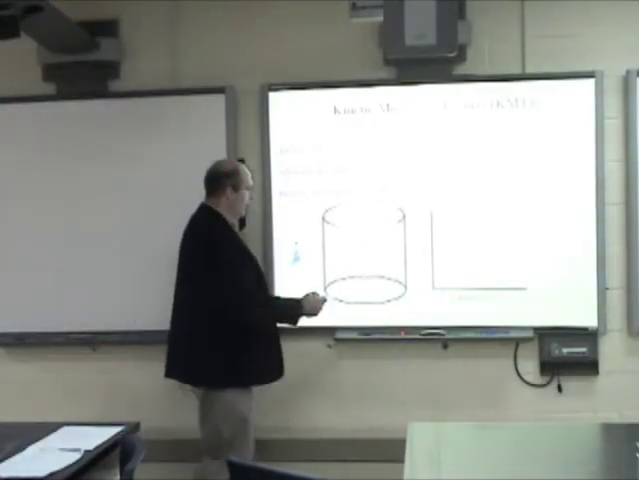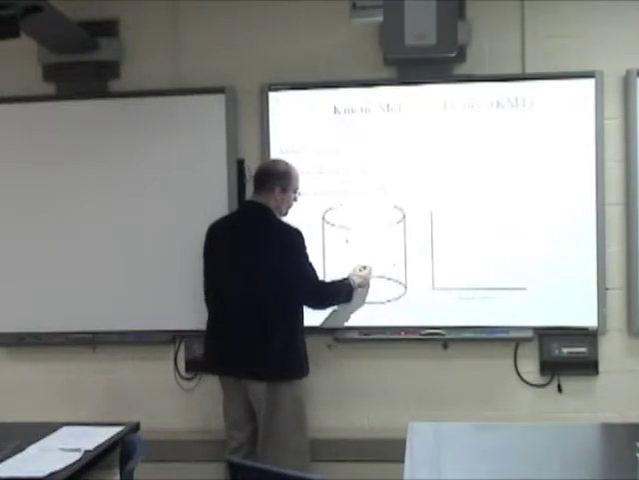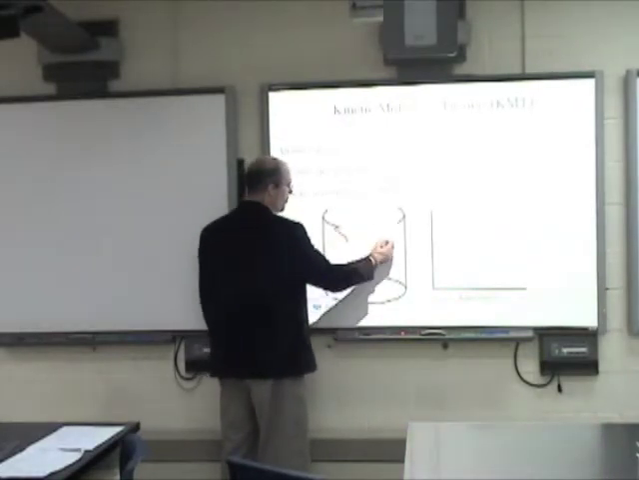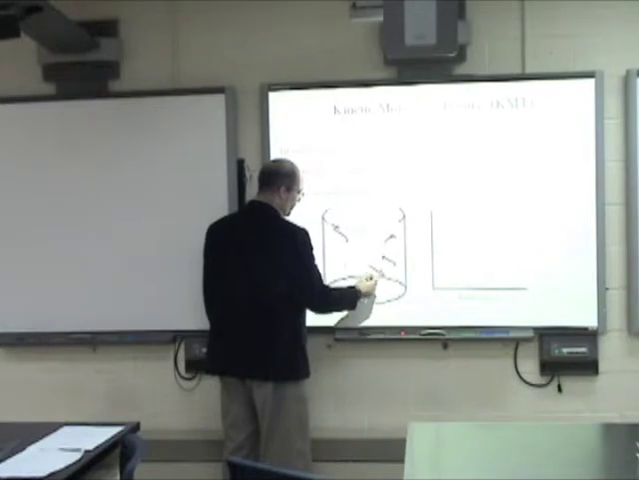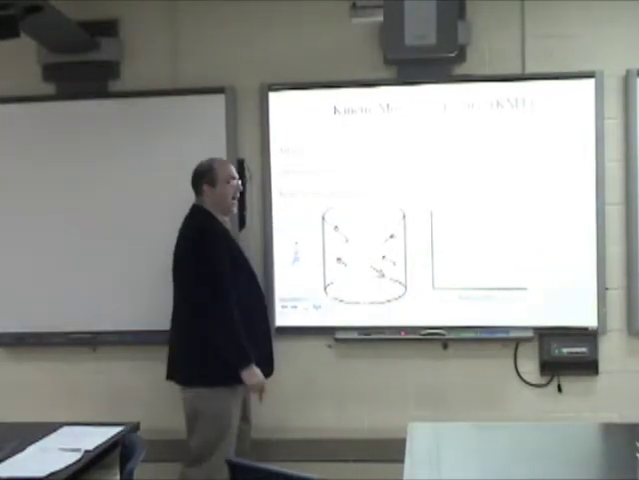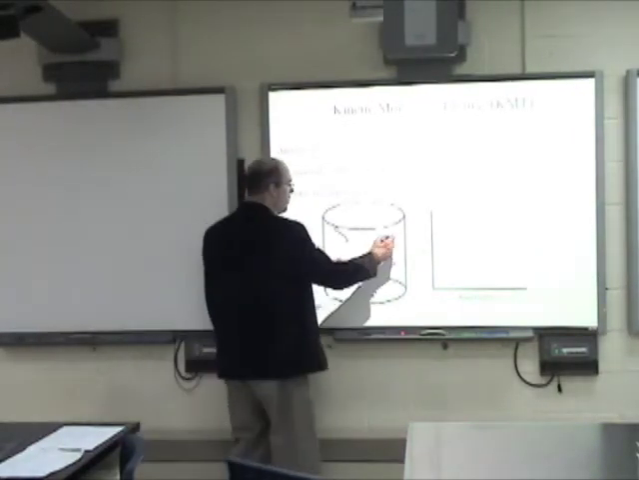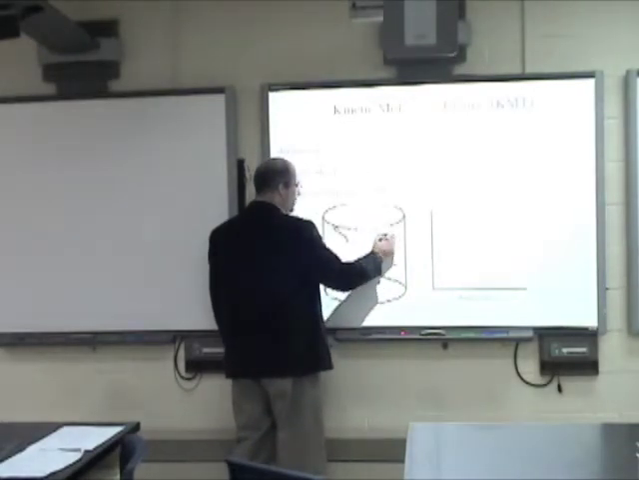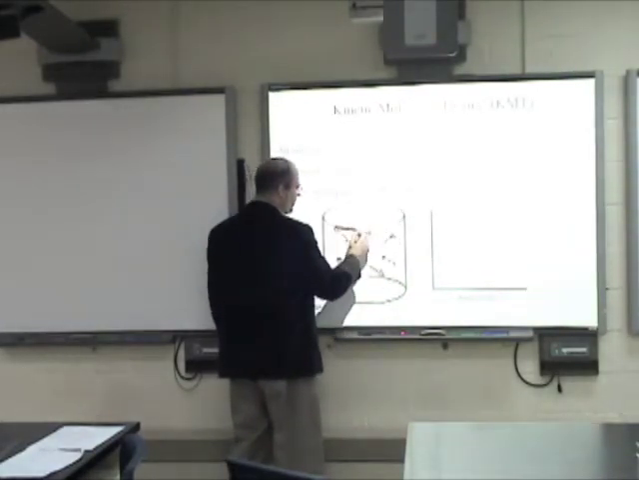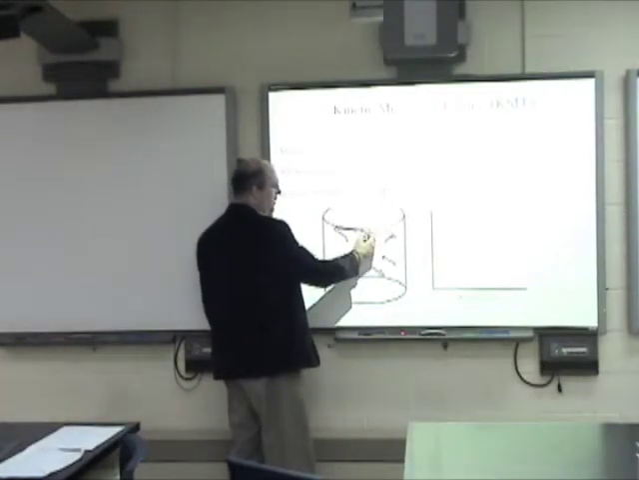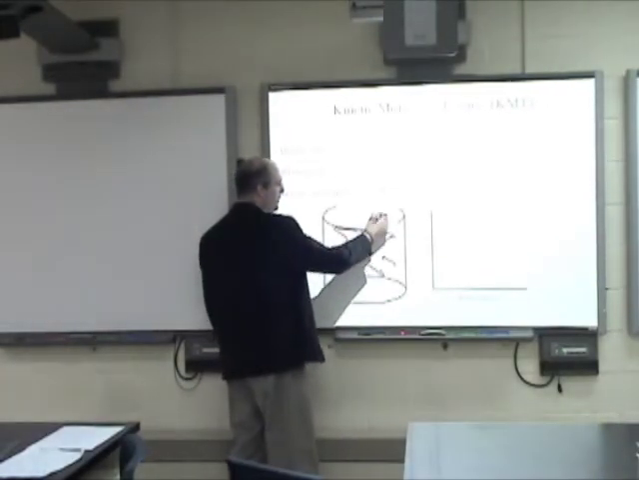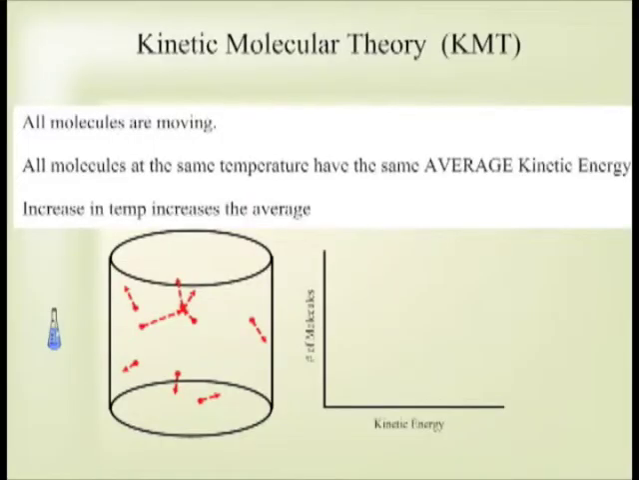In our container, we have a number of molecules, and they're moving in all sorts of different directions. As they collide with one another, one molecule may gain energy. Perhaps this one collides with that one. And when they collide, perhaps this one slows down, perhaps that one speeds up. And so now you end up with one fast molecule and one slow molecule. But when the temperature is low, then your distribution is low, your average is low.